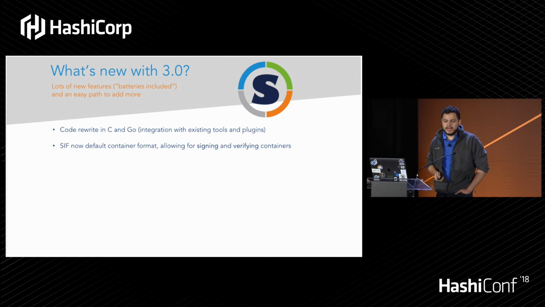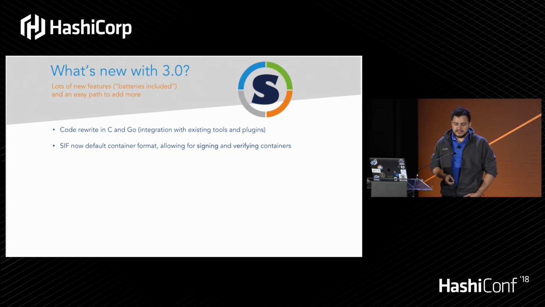What's new in 3.0 that is really interesting for the cloud people is we now have a rewrite in C and Go, but all the plugins with which you can start integrating with us are in Go. The C portion is just the engine, the core runtime. You don't need to touch that code. You just need to integrate with the Go code.